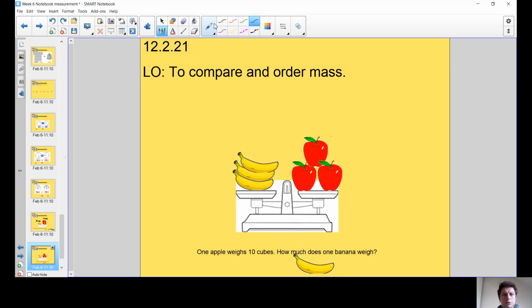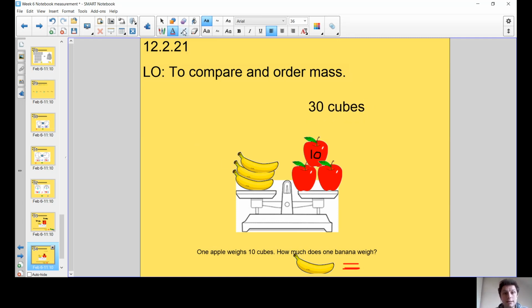So we want to know, what does 1 banana equal in cubes? Let's look at the information we have. 1 apple weighs 10 cubes. So one of those is 10 cubes. So we can work out the weight of this side, can't we? 10, 20, 30. 3 times 10. So this side is 30 cubes.